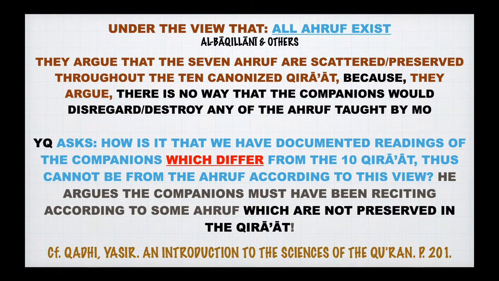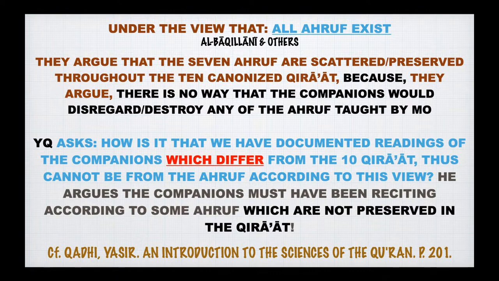He's like, okay, so how is it that we have documented readings of the companions which differ from the 10 qira'at that we have today? So that means that they can't be from the ahruf according to this view. So this view is saying that all of the ahruf exist today, and they exist in the 10 different readings that we have. And so Yasser Qadhi is asking the question, like, wait a minute, the companions recited in ways that we don't have today. And so are you saying that they recited something other than the 7 ahruf?